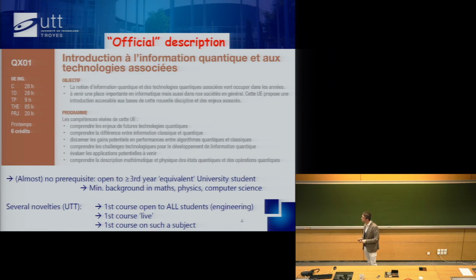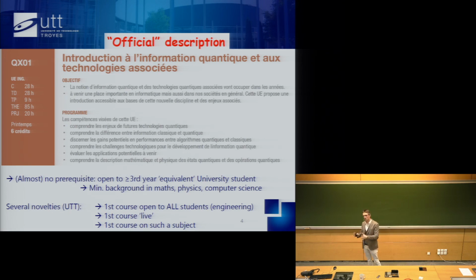Again, this is very much a slide dedicated to UTT students. Here's the official description from the lectures book, and a few things that are not really there. First of all, there is almost no prerequisite. One of the biggest ambitions of this course is to be accessible to any third-year equivalent student, with some form of scientific background in physics, math, and computer science. Ideally, all that is required is a minimum background on these three topics.